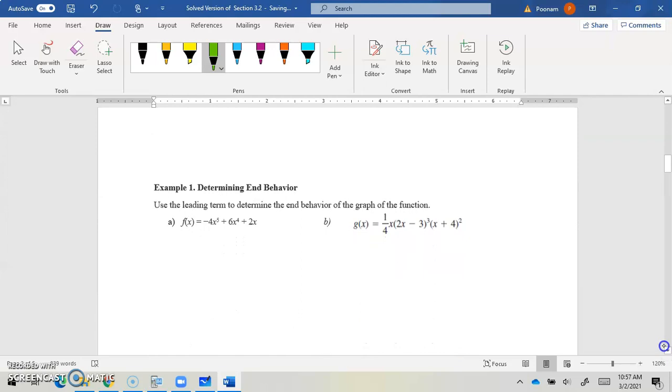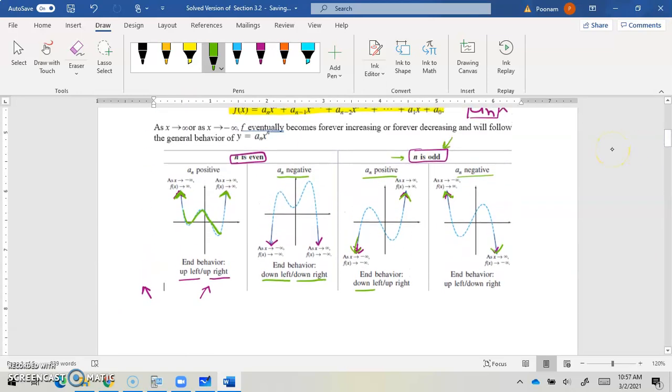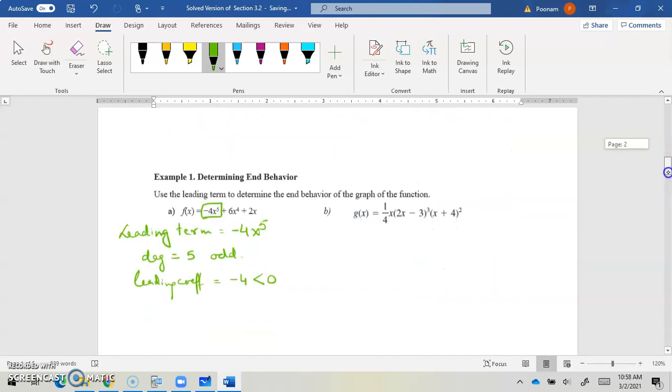Okay, let me show you. For example, we have this polynomial function. What is the leading term? The term with the highest power. So, the leading term is equal to -4x^5. Degree is 5, which is odd, and the leading coefficient is -4, which is negative, right? That means, which case is it? n is odd and the coefficient is negative. That means it should be up on the left and down on the right.